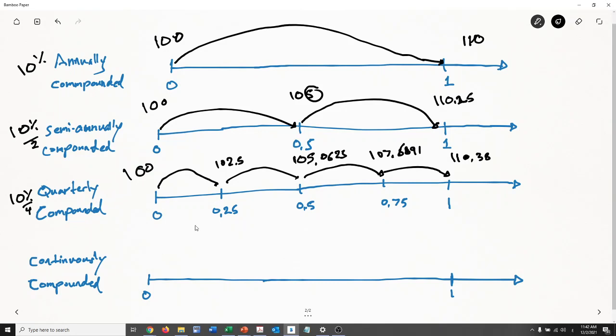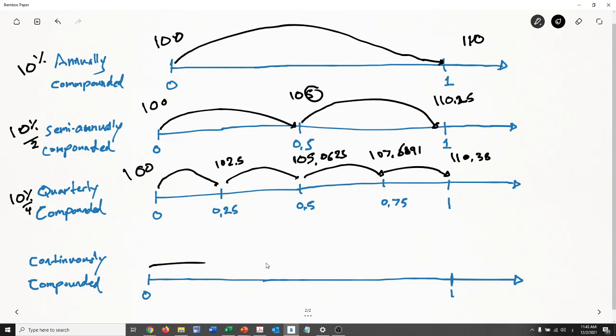Now we can continue this process. We look at, for example, monthly compounding. We could look at daily compounding. We could look at hourly compounding, compounding every minute, compounding every second. We can increase the frequency of compounding until it becomes unlimited. So at the limit, we will reach what's called a continuously compounded rate. In a continuously compounded rate, every millisecond there is interest earned and reinvestment.